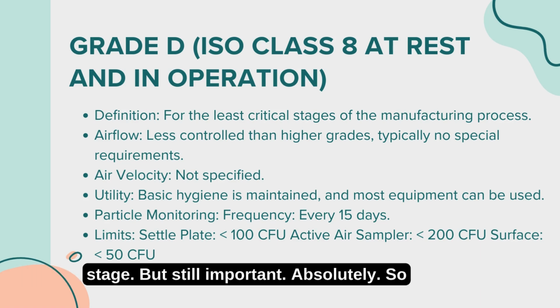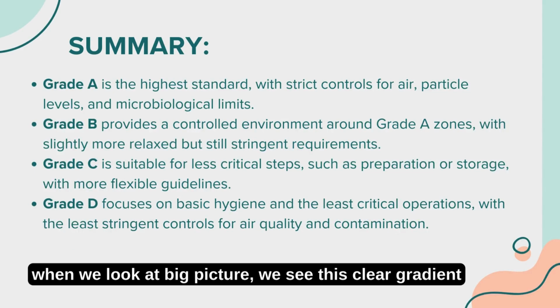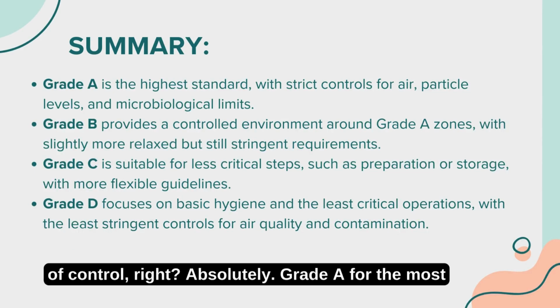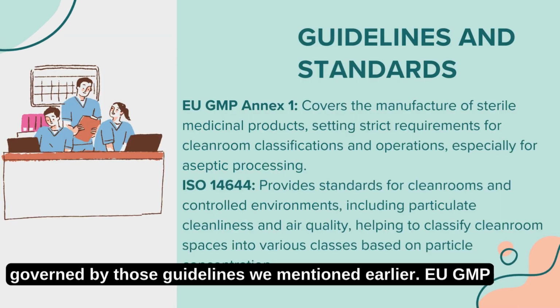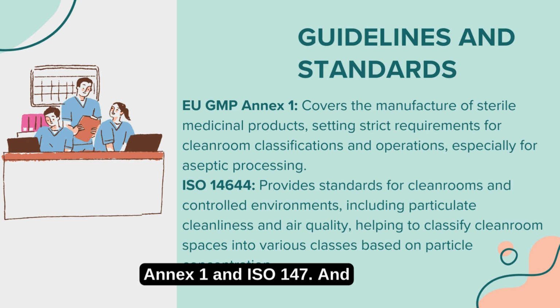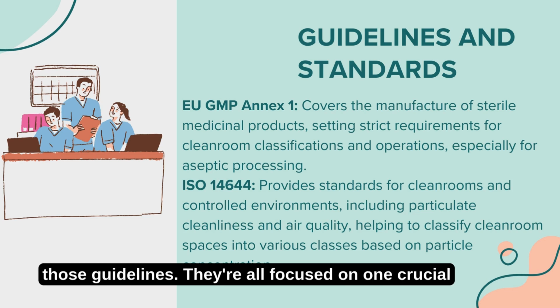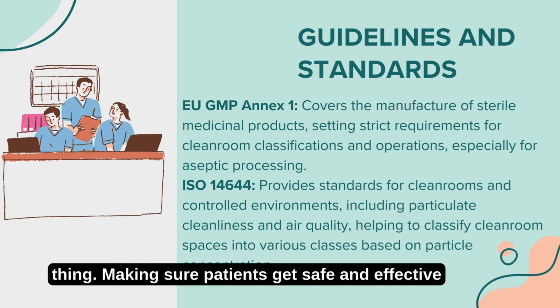But still important. Absolutely. So when we look at the big picture, we see this clear gradient of control, right? Absolutely. Grade A for the most critical stuff, grade B as its close partner, grade C for less critical steps, and grade D for the basics, all governed by those guidelines we mentioned earlier, EU GMP Annex 1 and ISO 14644. And those guidelines are all focused on one crucial thing: making sure patients get safe and effective medicines.